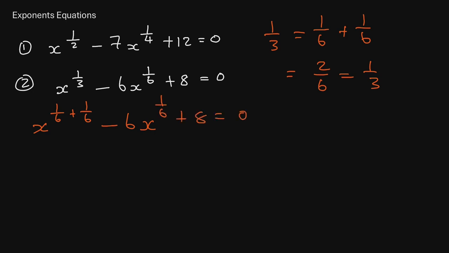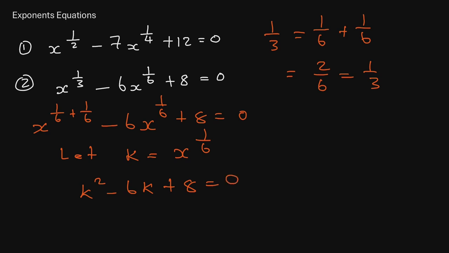We already know that this is x to the power of 1 over 6 multiplied by x to the power of 1 over 6. So we're just going to let k be equal to x to the power of 1 over 6. When we see x to the power of 1 over 6, we put that as k. So the first one here gives us k squared. We have already seen that in the first problem. So this is going to be k squared, and therefore we have minus 6k, and then plus 8 equal to 0.